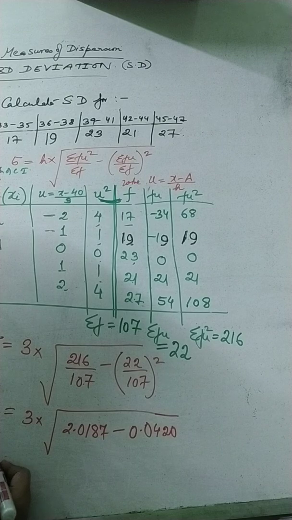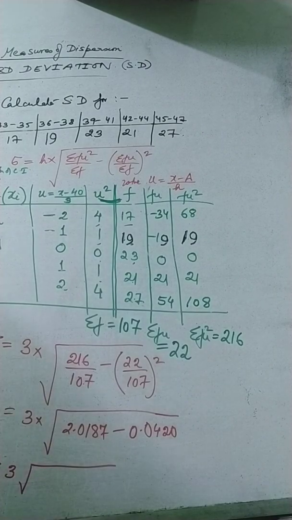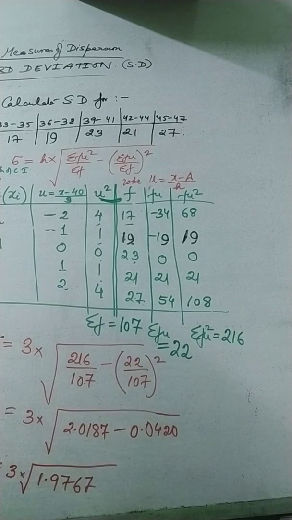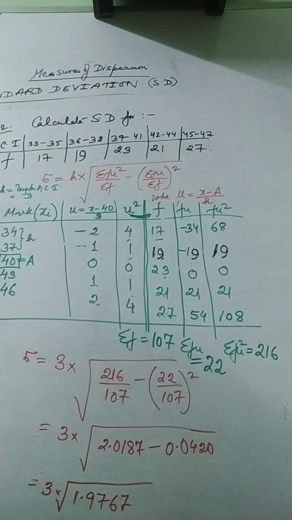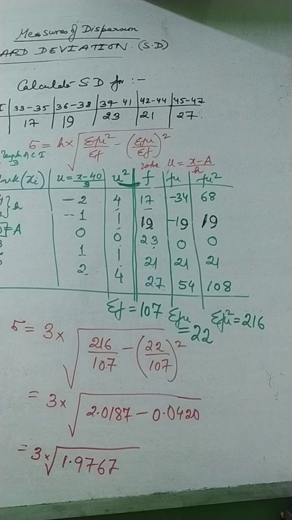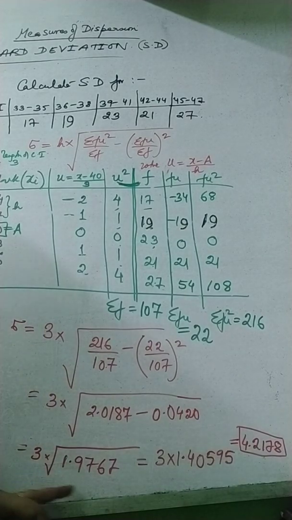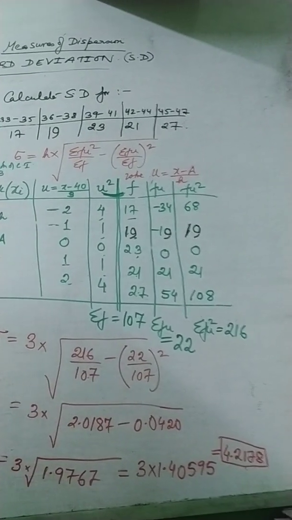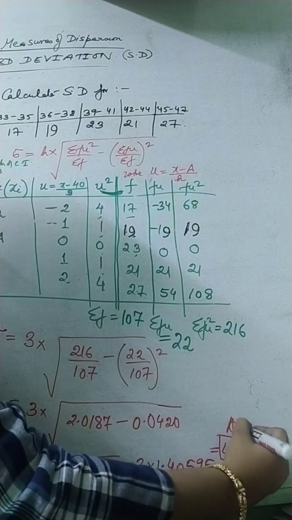So this is equal to 3 into root over of 2.0187 minus 0.04. Square root of that gives you, the difference is 1.9767. Okay, 1.9767. Square root of 1.9767 gives you how much? Okay, square root of this gives you 1.40595, and 3 into 1.40595 therefore gives you 4.2178, and that is your required answer for the standard deviation.